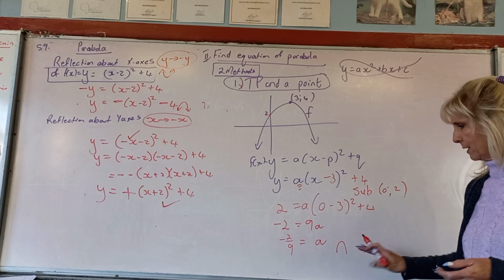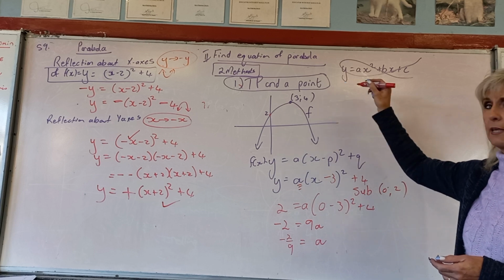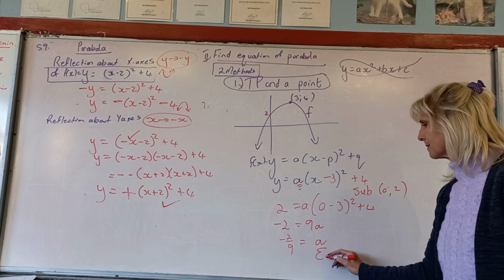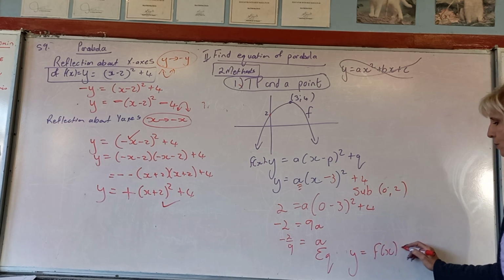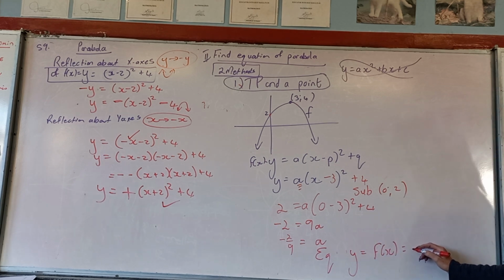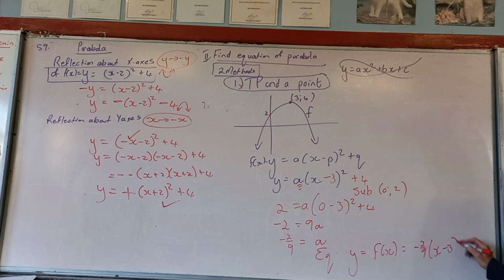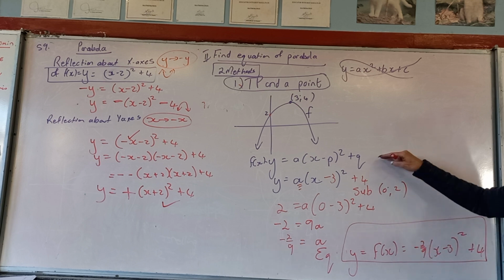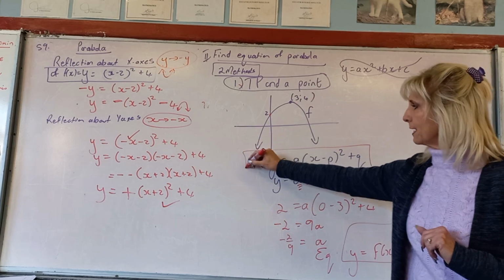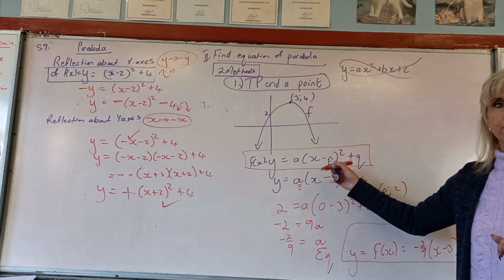No, you still have to give me my answer. Find me the equation. And the equation then is y, which was now called f, is equal to, in turning point format, negative 2 over 9, x minus 3 squared, don't forget the square, plus 4, and I'm very happy, and you've got like 5 marks. Finding the equation of a parabola, but it's new work. You need that formula.